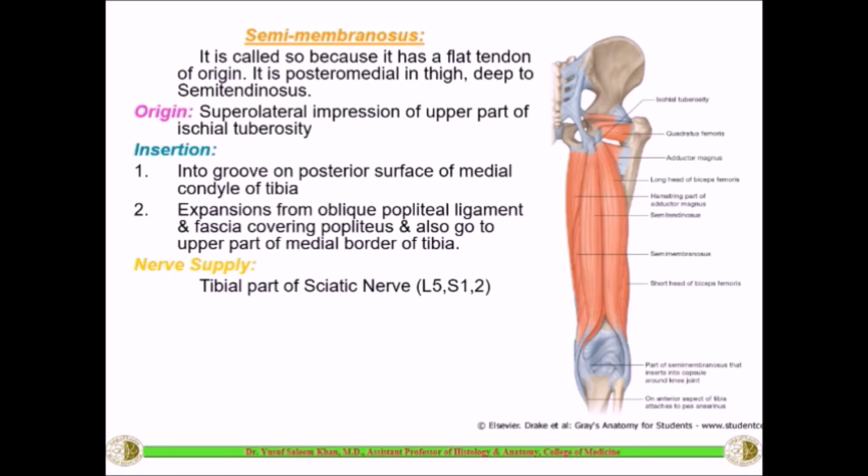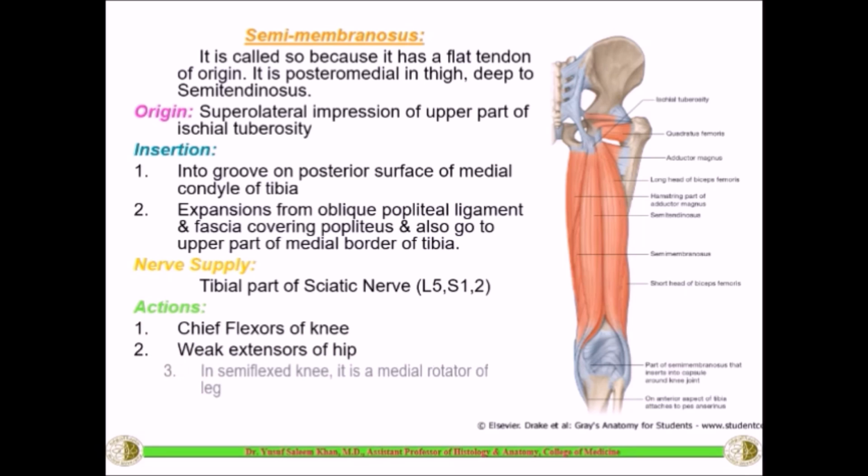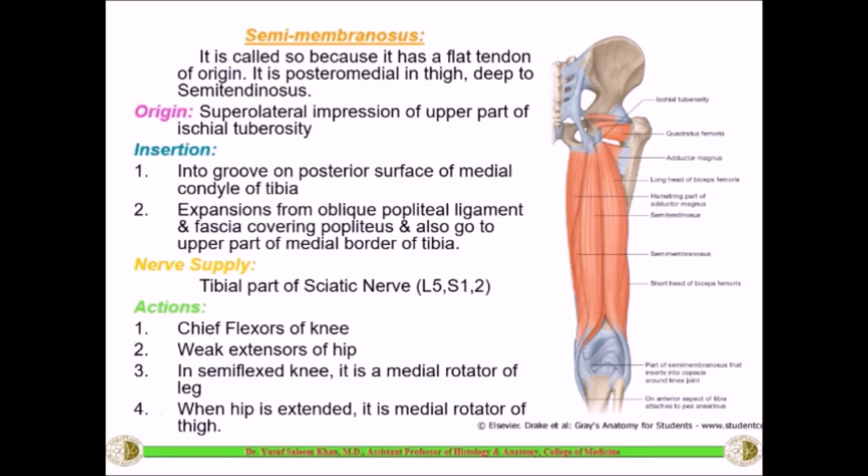Coming to the nerve supply, it will be by the tibial part of the sciatic nerve with the root values L5, S1 and S2. Actions, as you know already: the chief flexor of the knee as well as a weak extensor of the hip. Apart from that, in case of semiflexed knee, it acts as a medial rotator of the leg, because the semitendinosus as well as the semimembranosus are on the medial side. And when the hip is extended, it acts as the medial rotator of the thigh itself. So these are two additional actions of this muscle, semimembranosus.